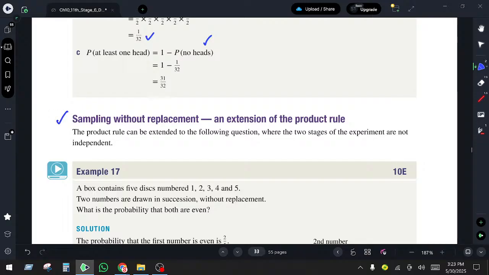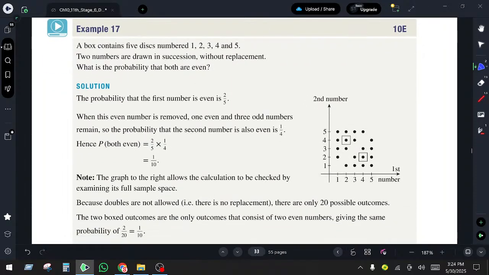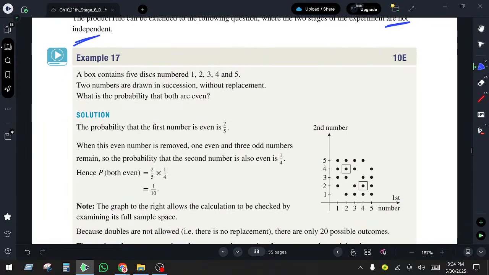Now, can you read this heading? Sampling without replacement, an extension of the product rule. The product rule can be extended to the following question: the two stages of the experiment are not independent. Without replacement means you take it out, keep it outside, and do not add it back. That is not independent at all, because we have tampered with the basic number of outputs. Now, can you read Example 17?